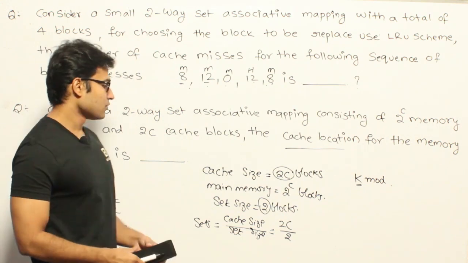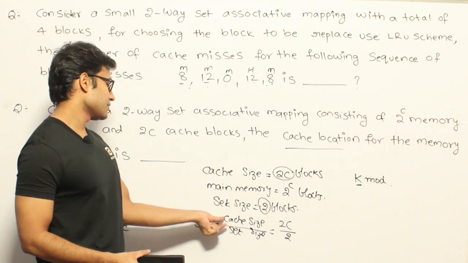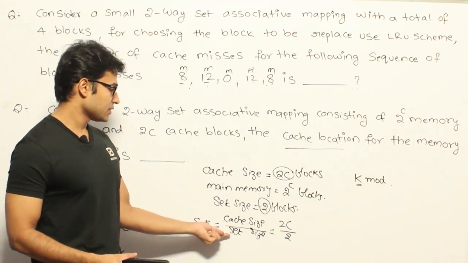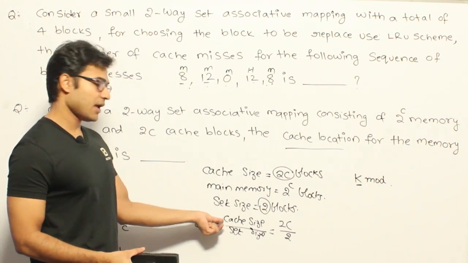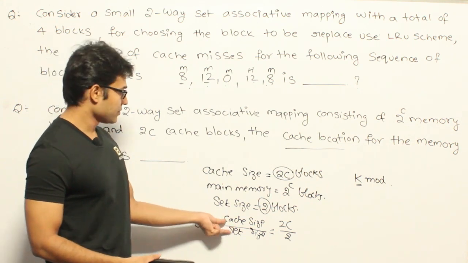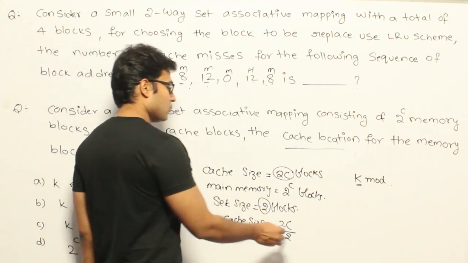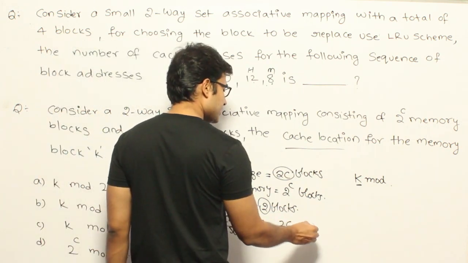But the only thing you should be careful about is to take both of them in the same units. If you are talking about the cache size in blocks, then talk about the set size also in blocks. If you are talking about the cache size in bytes, then talk about the set size in bytes, or words. Just maintain that consistency, otherwise you cannot divide them. Now you got that the number of sets is C.